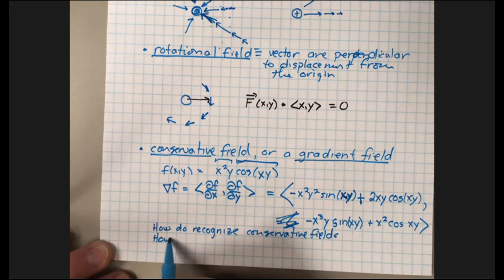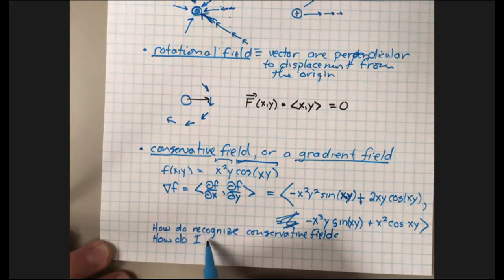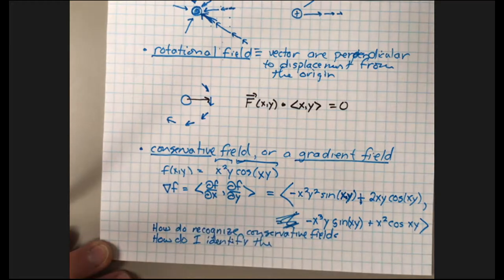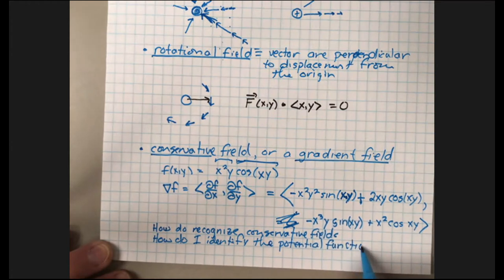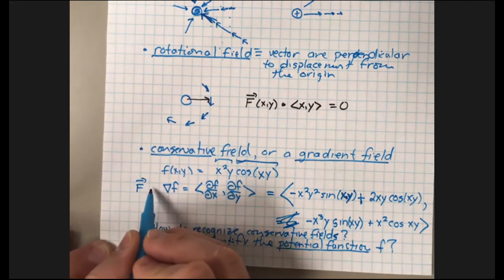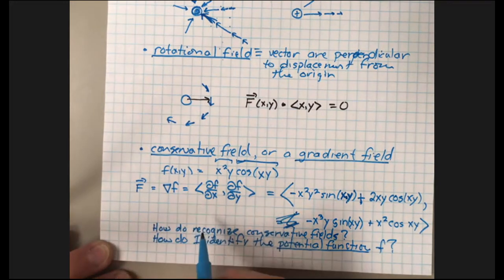And how do I identify the special function f that created a gradient or conservative field? And that special function is called the potential function. So when you have a conservative field, you always have a function that gave birth to it. It's called the potential function, this lowercase f right here. You could use the notation: the field F is the gradient of little f, the potential function.